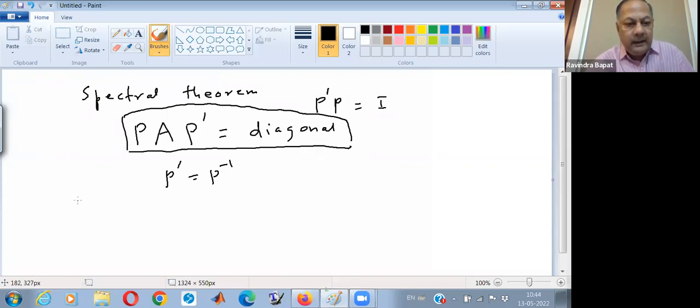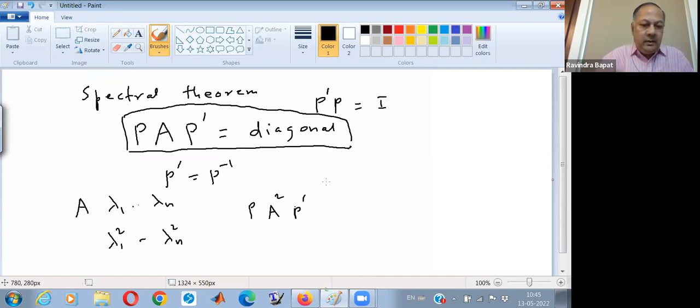Like I said, if A has eigenvalues lambda 1 up to lambda n, then A squared has eigenvalues lambda 1 squared and so on. That becomes immediate from the spectral theorem, because P A squared P dash, if you just evaluate, becomes very simple. So all these things become very easy when we go to a symmetric matrix. That is just the spectral theorem. Not everything is possible, but most of the things are possible using the spectral theorem.